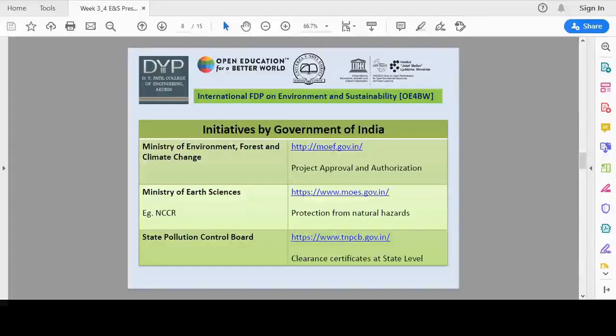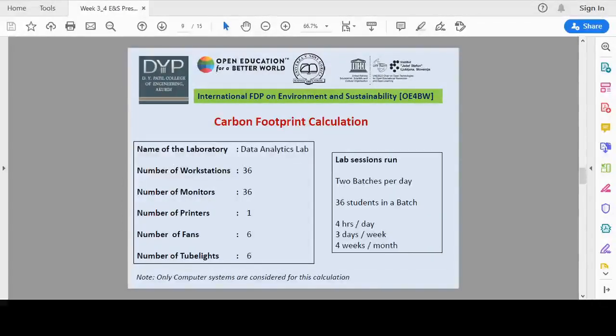There is another body, namely the State Pollution Control Board, and it gives clearance certificates at the state level. There are many more ministries and agencies, government and non-government, which give approvals and clearances for any projects which impact the environment. This slide describes the carbon footprint calculation for a computer laboratory for data analytics.